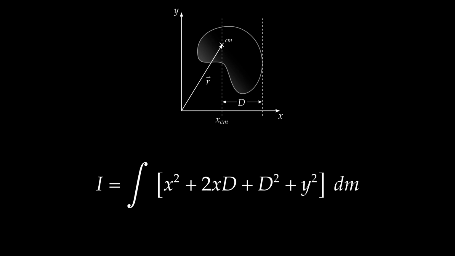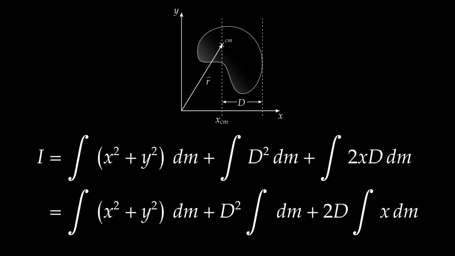But I'm actually going to write it as 3, because I'm going to write the integral of x squared plus y squared dm. Because I take my x squared and my y squared, there they are right there, I'm going to bring them back together again. That's one integral. Plus d squared times the integral of dm. That's one integral, because d is a constant. And the last integral is 2d times the integral of x dm.